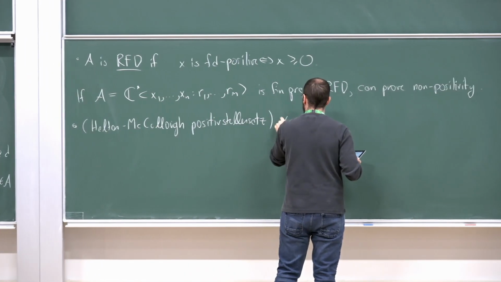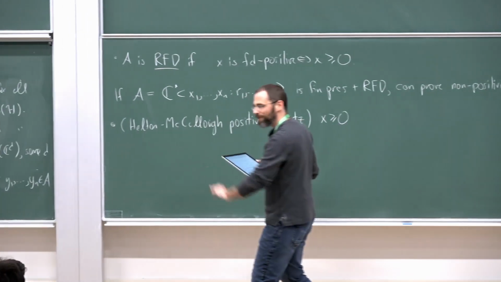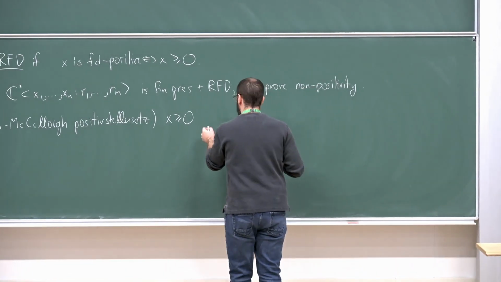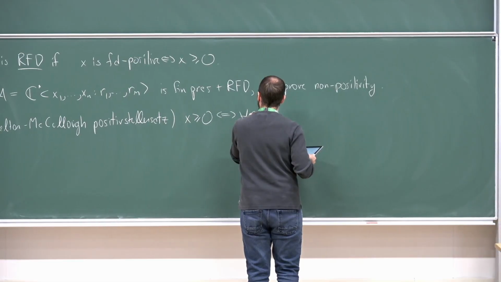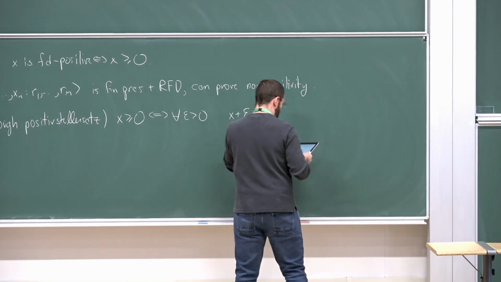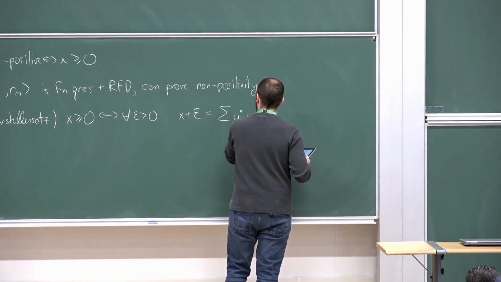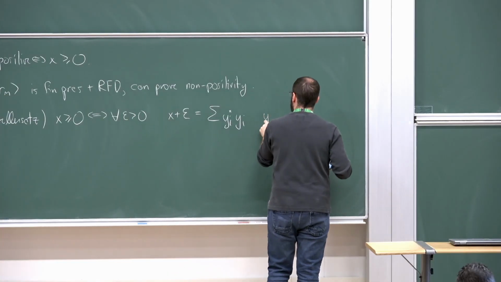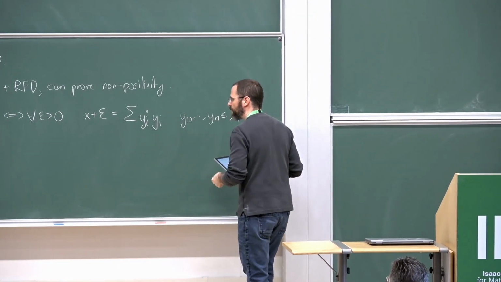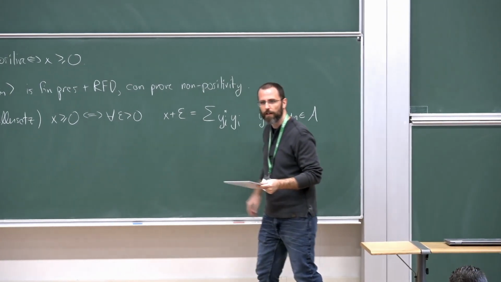Which is that X is positive. This is actually for Archimedean algebras. I've left that, well, for group algebras it's fine, but this works in general for Archimedean algebras. X is positive if and only if for all epsilon greater than 0, X plus epsilon is equal to a sum of squares. And the order of the commutators is important here. The sum of squares decomposition we get could depend on the epsilon that we pick here.